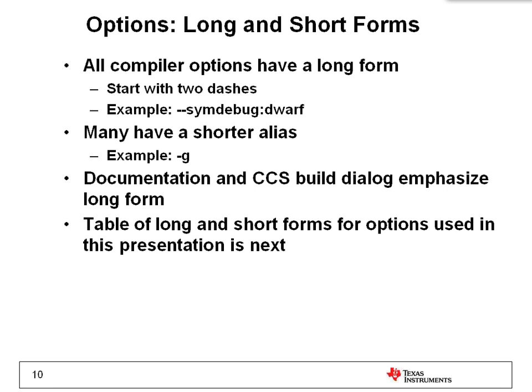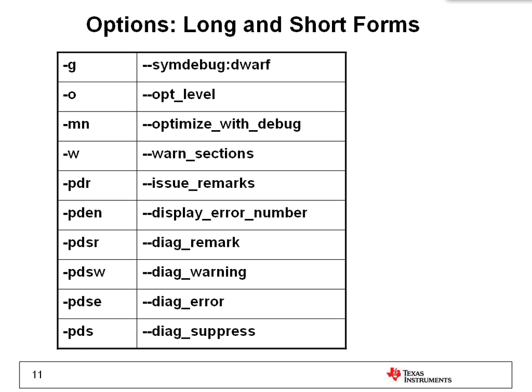So to avoid confusion, here's a table of all the options that are ever mentioned anywhere in this particular presentation. On the left is the short form. That's what the slides are going to show. On the right is the long form of those options. That's what you're going to tend to see when you're looking at it in Code Composer Studio or in the documentation, things like that. So I've already talked about -g, I've mentioned -up, I've mentioned -mn. The rest of these will show up later in the presentation, but I wanted to collect them all together right here.